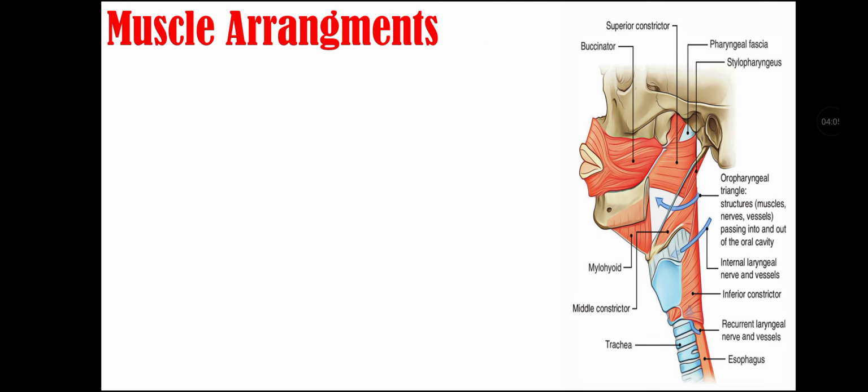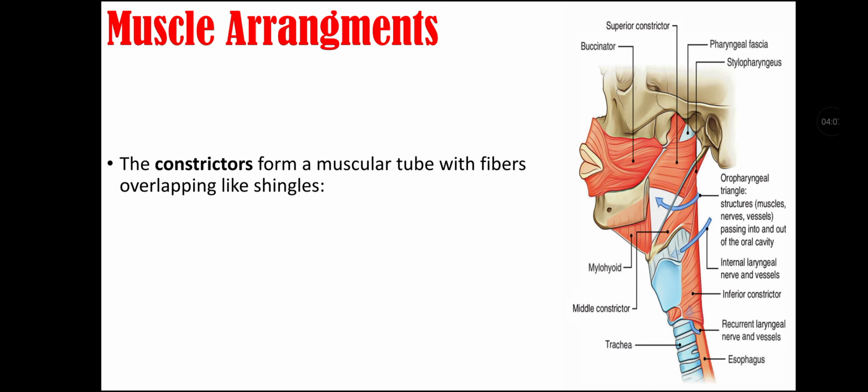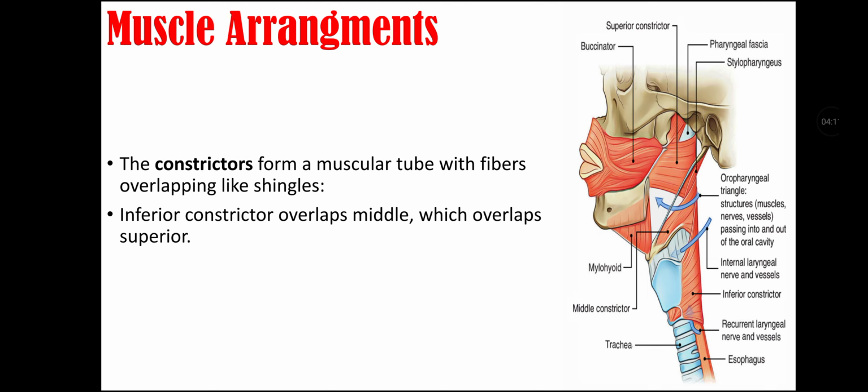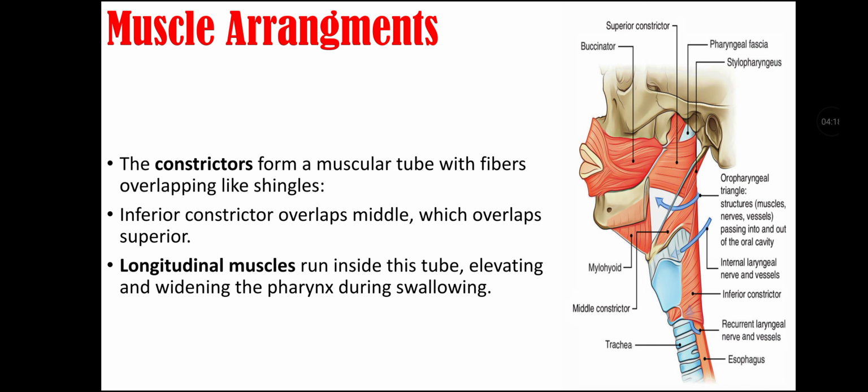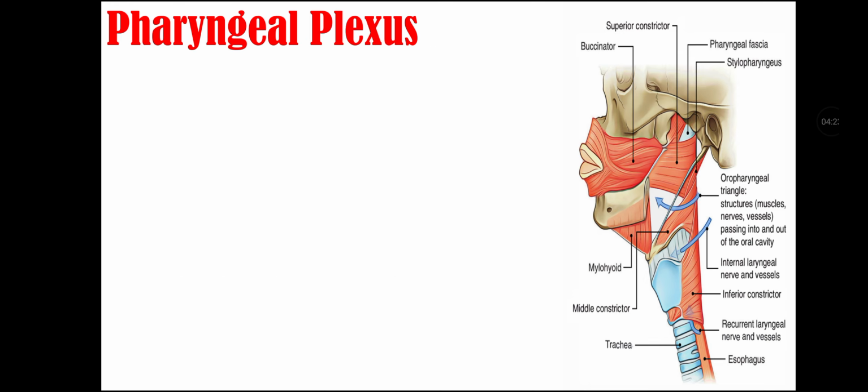Now let's talk about muscle arrangement of pharynx. Constrictor muscles form a muscular tube with fibers overlapping like shingles. Inferior constrictor muscle overlaps middle constrictor muscle, which overlaps superior constrictor muscle, while longitudinal muscles run inside the tube, elevating and widening the pharynx during swallowing.